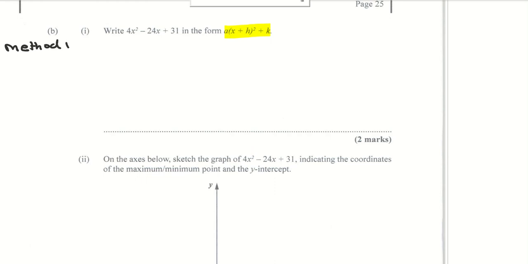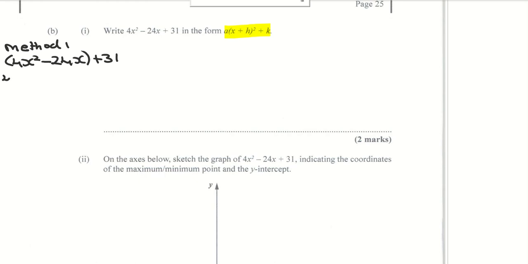The first thing you do is bracket out your variables. What are your variables? That is the one that has x. So you're going to have 4x squared minus 24x plus 31. You see, I only bracket off the ones that have x. Then I'm going to factorize out the coefficient of x squared. Right? Not factorize the bracket, factorize out your coefficient of x squared. So I'm going to factorize out 4.